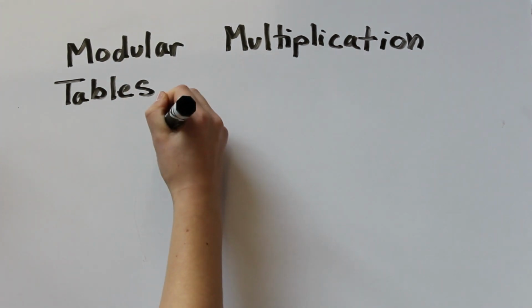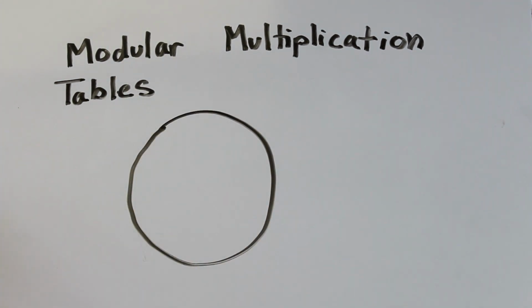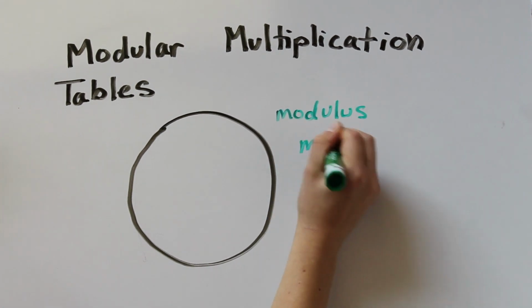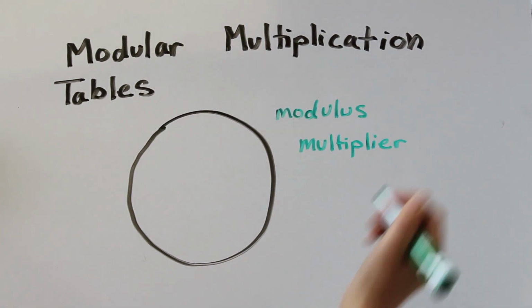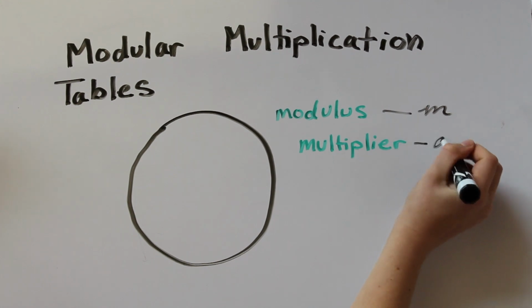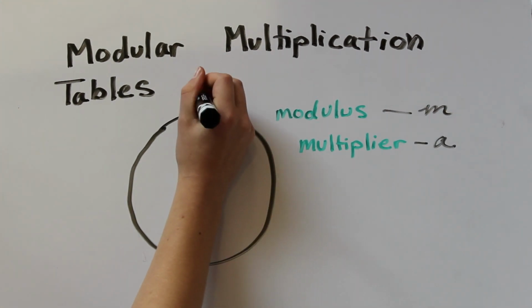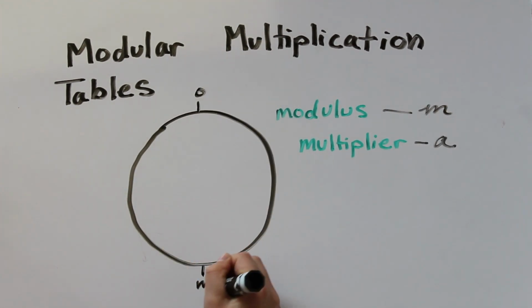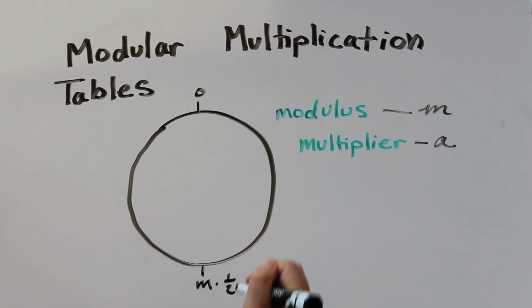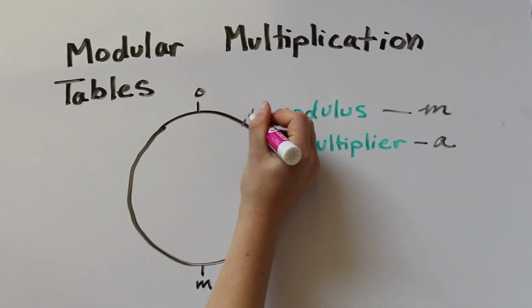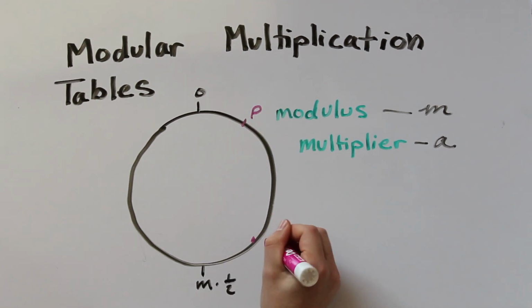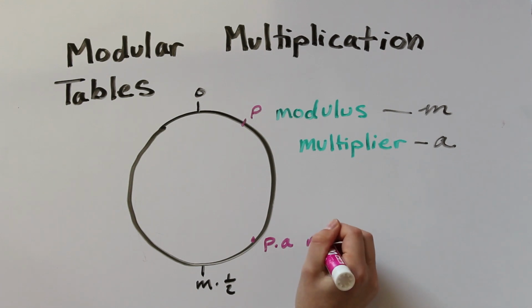Modular multiplication tables are created with two numbers, the modulus and the multiplier. We'll denote these with the letters M and A. To create a modular multiplication table, we just take a circle and split the circumference into M points. Then we connect each point P to P times A mod M.